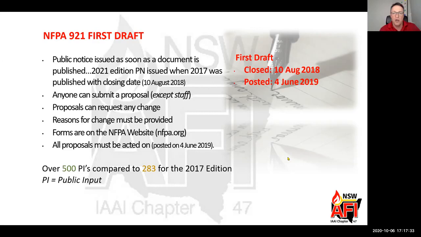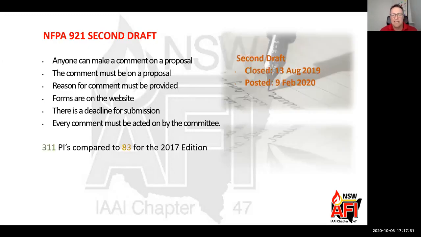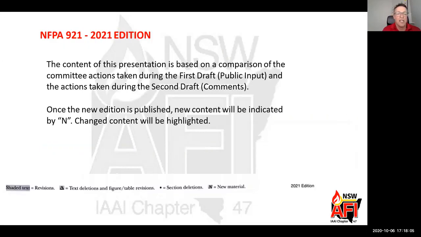So the first draft closed, and that was posted in 2019. And then for the second draft, anyone can make a comment on a proposal. The comment must be on the proposal, and you must have a reason. Again, you fill out those forms on the website. There's a deadline, and again, each comment from those proposals must be acted on by the committee. This time there were 311 public comments compared to 83 for the 2017 edition. Again, that closed last year, and then it was posted in February this year.